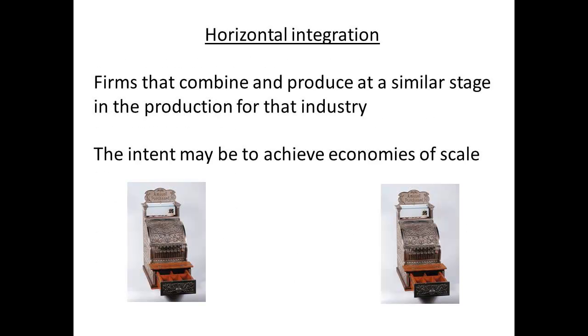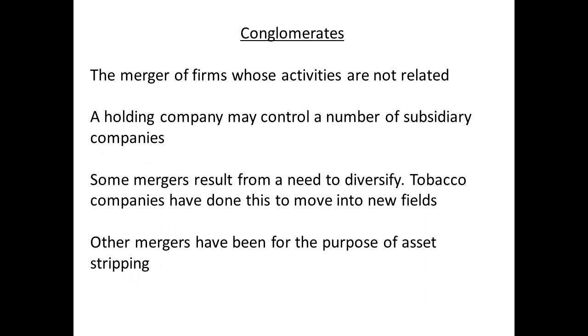Horizontal integration takes place when one firm takes over another that is involved in the same stage of production. This might be to achieve economies of scale or to have a greater control over the market by gaining an increased market share. Where the aim is for economies of scale, there can be problems if it proves necessary to close some plants. It is becoming increasingly common for firms to acquire others whose activities are not related.